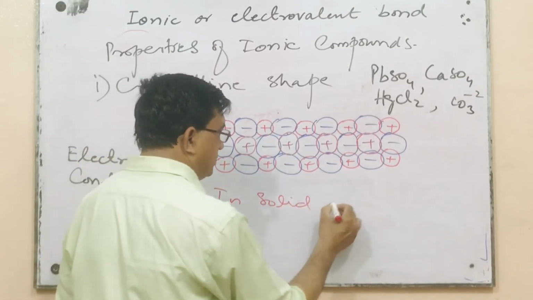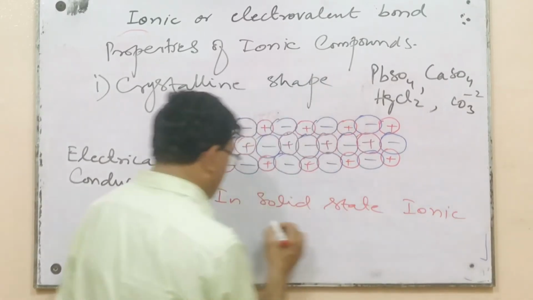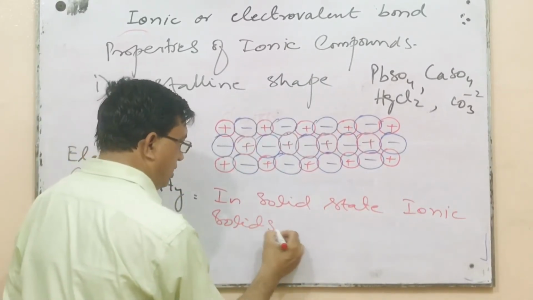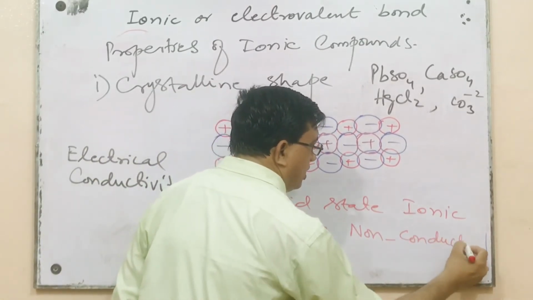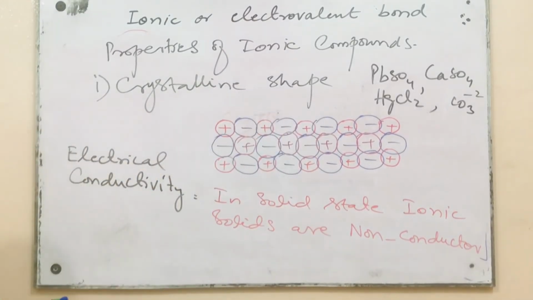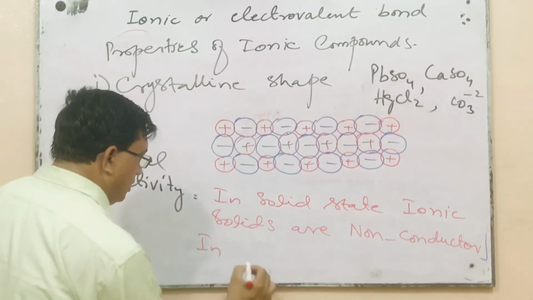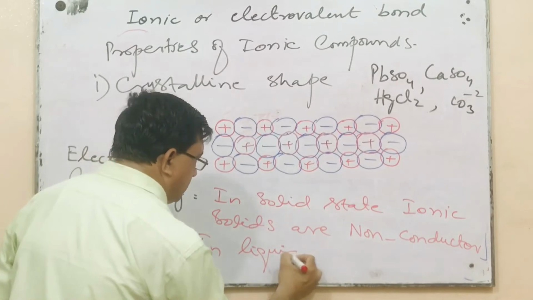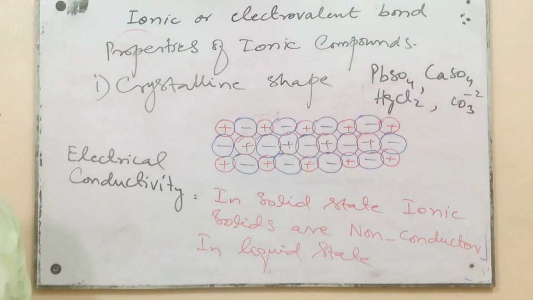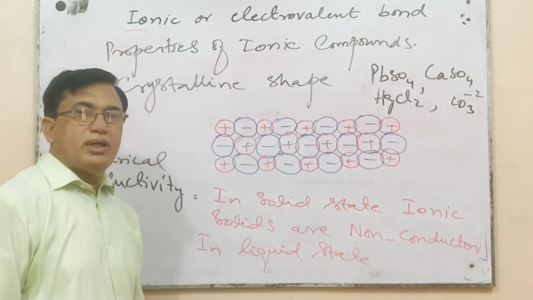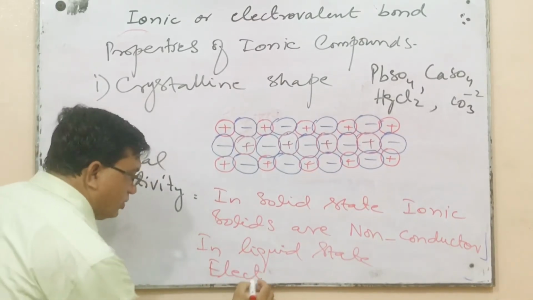In solid state, ionic solids are non-conductors. But in liquid state or fused state, all these ionic solids are conductors and become electrolytes. These are in liquid state or in aqueous state.